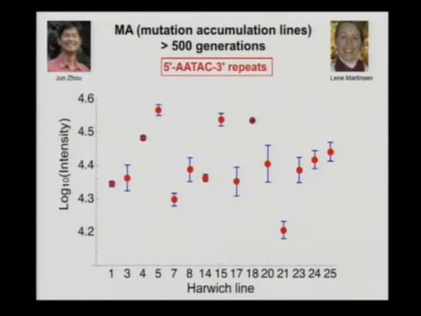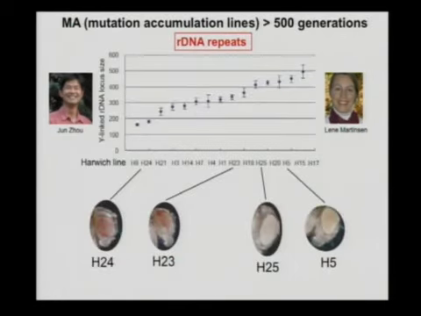Here is one microsatellite sequence. This is a particular one. These are proportional to the number of repeats in these different lines, and you see there are very large differences. This is about a twofold difference in the size of the microsatellite repeat in those different Y chromosomes. You also find large differences in the number of rDNA repeats. Here is the number of rDNA repeats among those Harwich lines, ranging from about 150 to about 500. That's a very large difference across 500 generations.